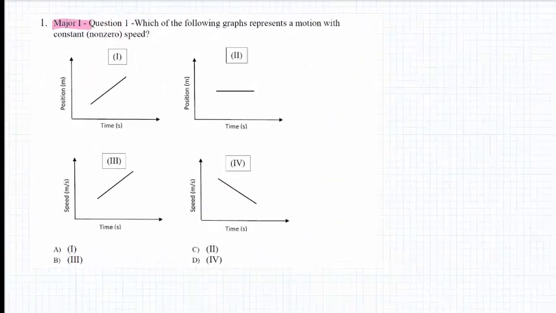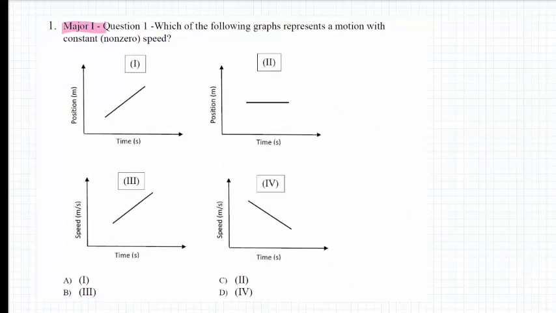Second question, and this one was in the measure 1. He mentions here, which of the following graphs represents a motion with constant non-zero speed? If you look here, the first graph is a position versus time. The second one is also a position versus time. The third one is a speed versus time. The fourth one is speed versus time.